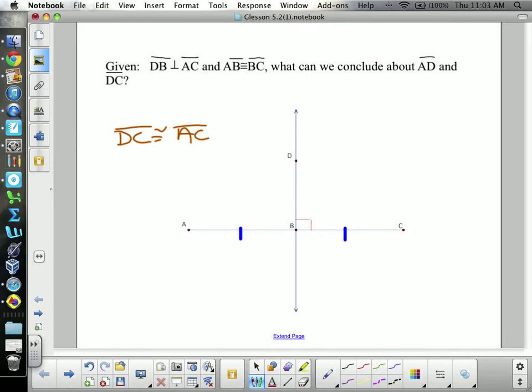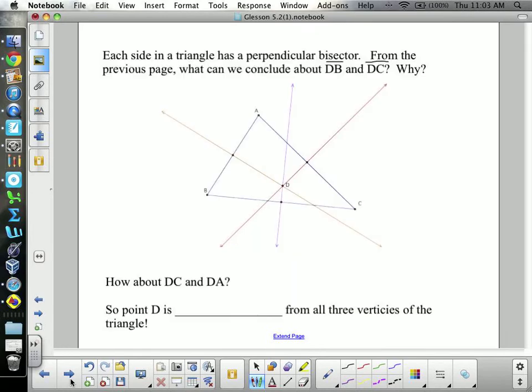Even though they're not drawn in, they still exist. We can conclude they're congruent. In a triangle, each side has its own perpendicular bisector, because we're working with triangles, not just segments here, right? We'll work a little bit with just segments, but in a triangle, all three sides will have perpendicular bisectors, and that's drawn in here.